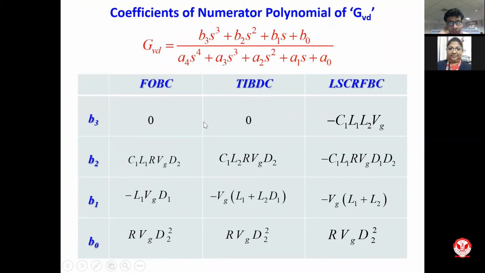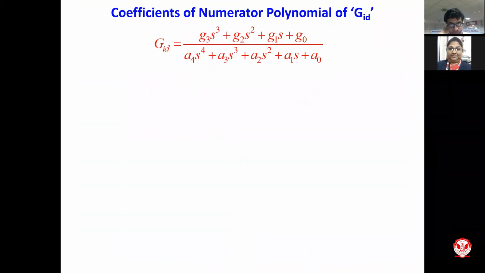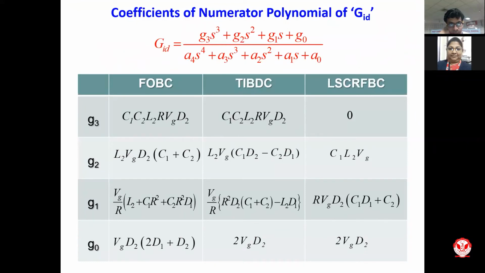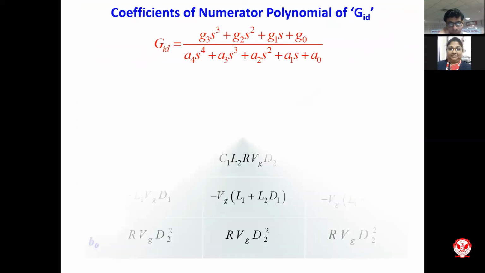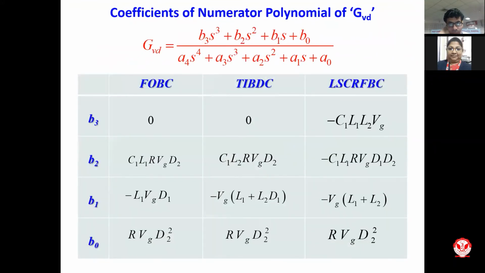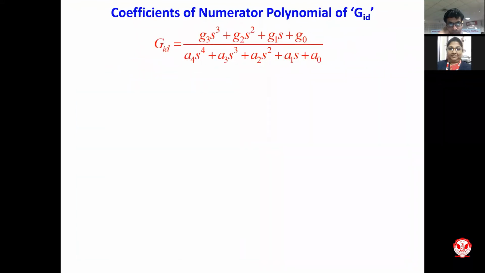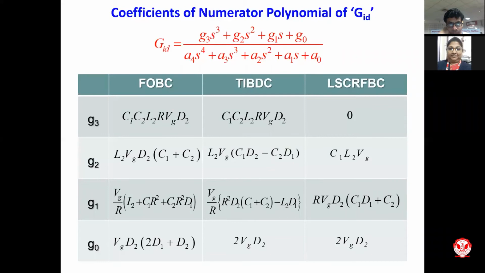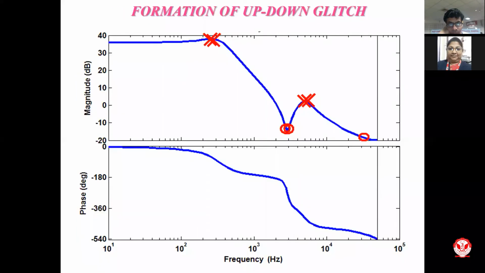This is for GVD. This is for GID. Similarly, other transfer functions of interest can be found, but mainly for design, if you are going for a voltage mode controller design, only GVD is sufficient. If you go for a current mode two loop controller design, then GID also becomes important. But as we have discussed the current dynamics also, I have included this GID as well.